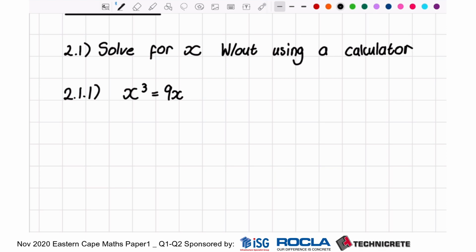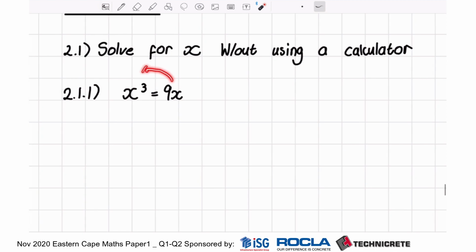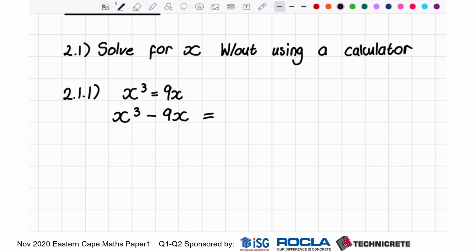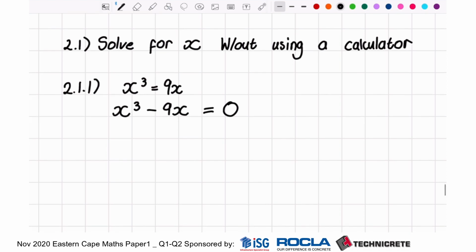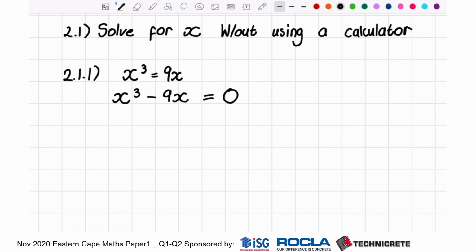So the first thing that I'm going to do is take all of my terms that have got x to one side of the equation. Okay, so I've already got x cubed here. I'm going to keep that there, and I'm going to take this 9x over to the other side, which means that I've now got x cubed, and my positive 9x is now a negative 9x. And the only thing that I've got left on the other side is 0. And now I can factorize. So I'm first going to take out a common x from these two terms, and I'm going to be left with x squared minus 9, still equal to 0.